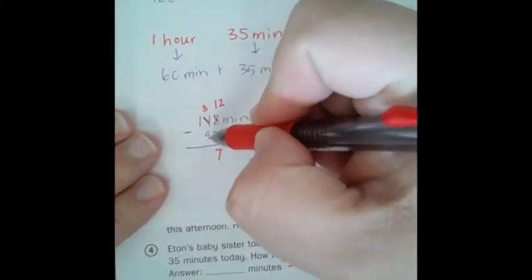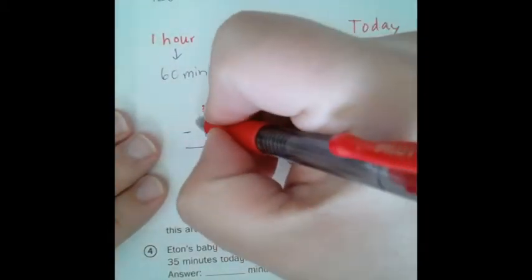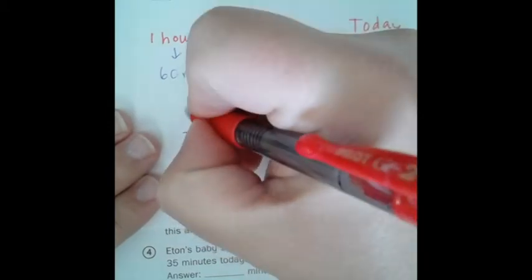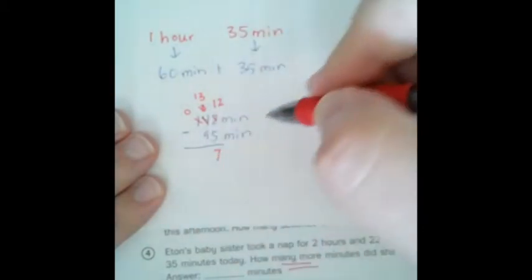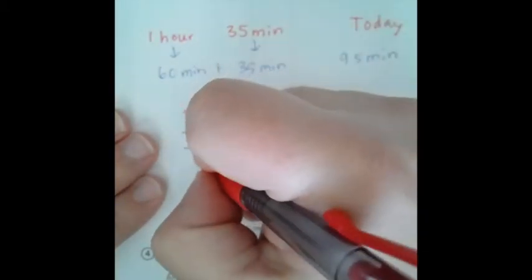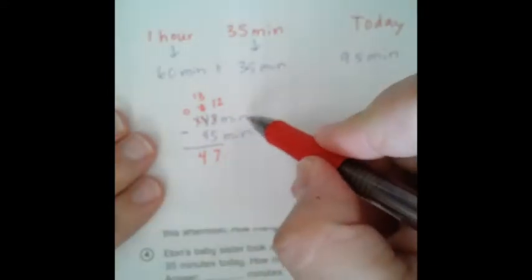3 take away 9. Cannot do that, so you need to trade from the hundreds. That'll be left with 0. This now becomes 13. 13 tenths, take away 9 tenths is 4. So she slept 47 more minutes yesterday than she did today.